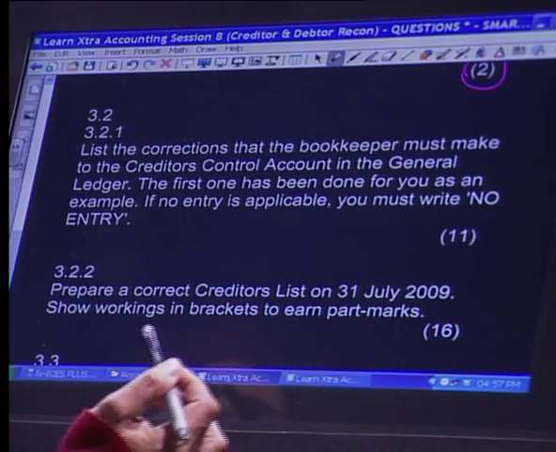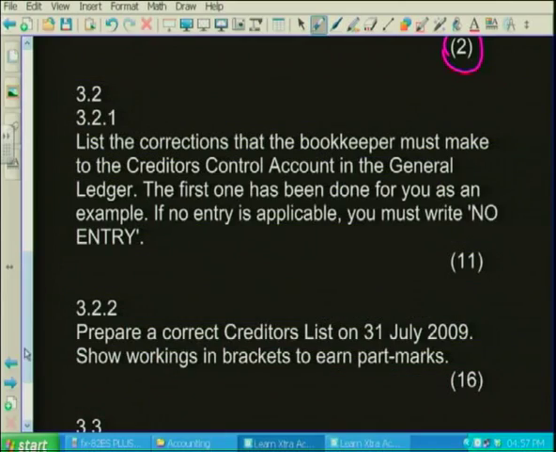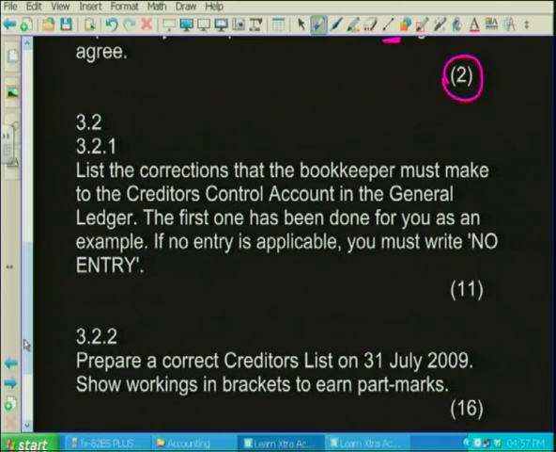Question 3.2 is divided into 3.2.1 and 3.2.2. Lists the corrections that the bookkeeper must make to the creditors control account in the general ledger, and then they tell you the first one has been done for you as an example. If no entry is applicable, which we will encounter, you must write no entry.